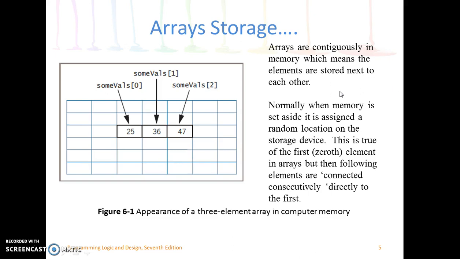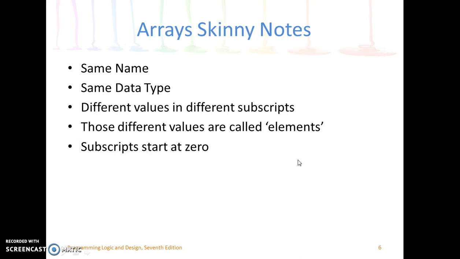Contiguous in memory, this is an example of it. It shows that the beginning of the array starts here, and then every array element is basically attached to that, and if we add to it, it would be attached to that in memory. The first element is always at the 0th location or 0th index. So the skinny notes: same name, same data type, different values and different subscripts. The different values are called elements, and the subscripts always start at 0.